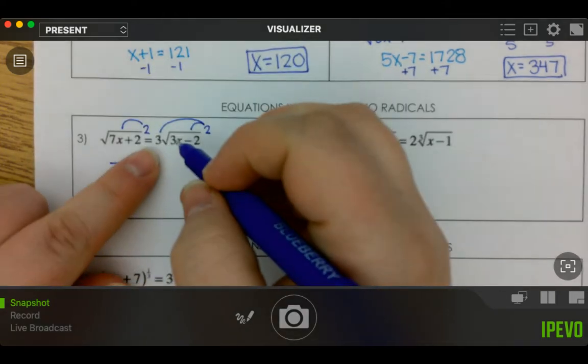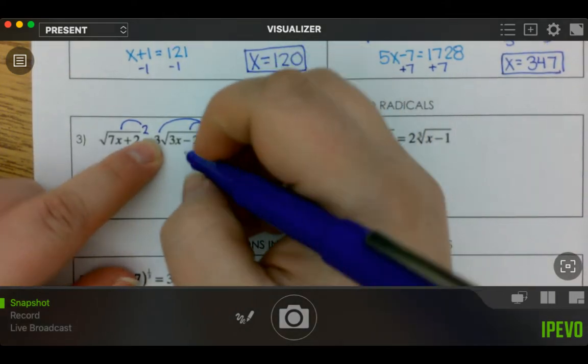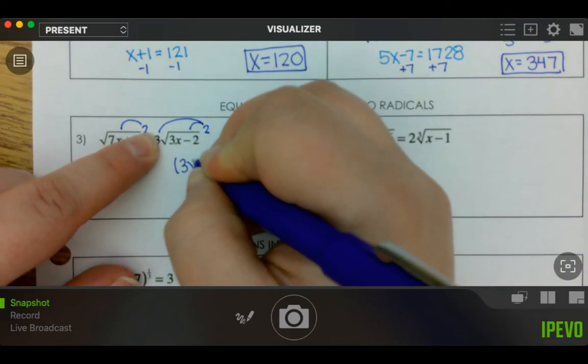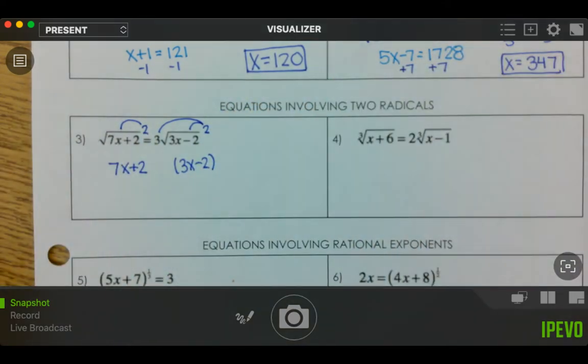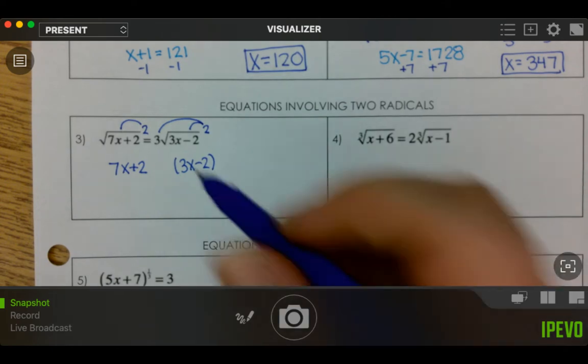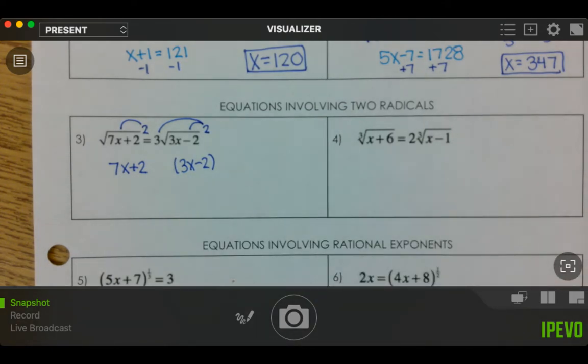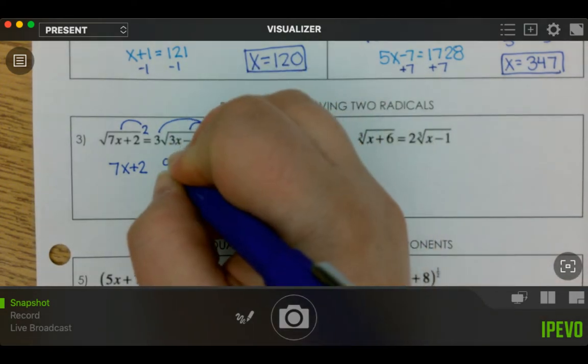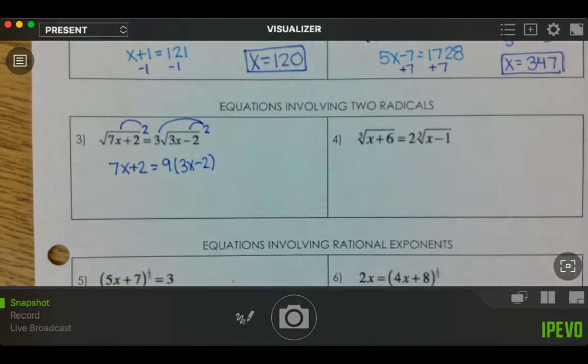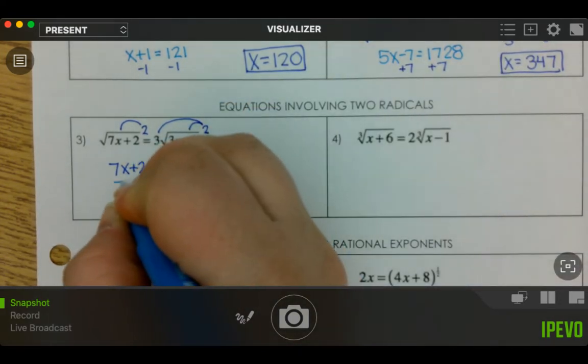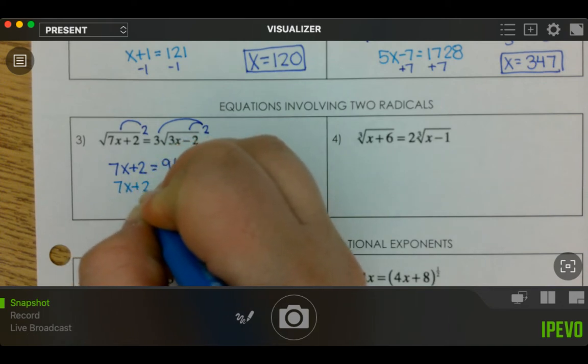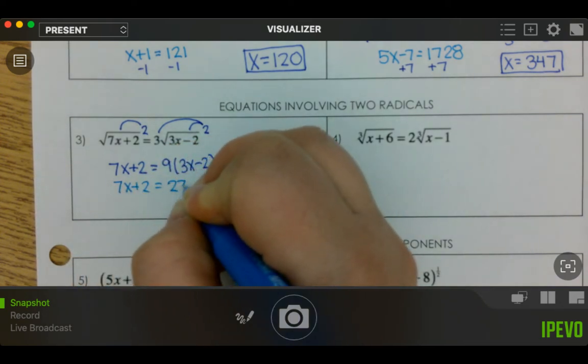And over here, the 3x minus 2 is going to stay the same because it had the shield on it. So the shield just isn't there anymore. But that 3 was outside, so it actually has to get squared. And 3 squared is 9. Then, I'm going to take that 9 on the right side, and I'm going to multiply it to that whole side.